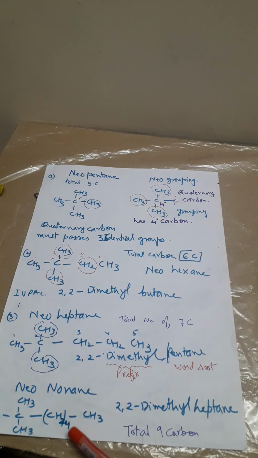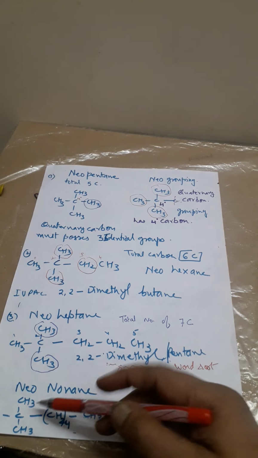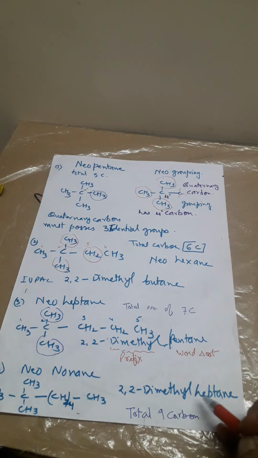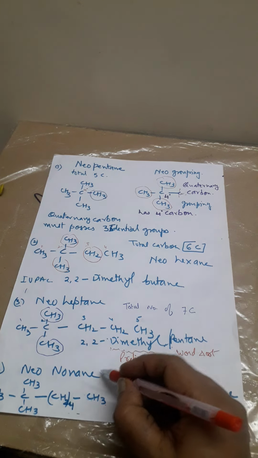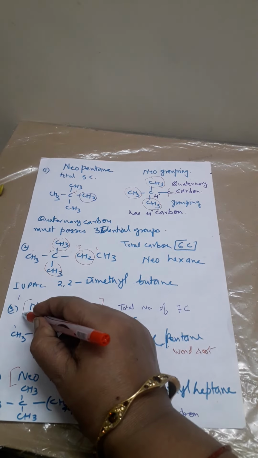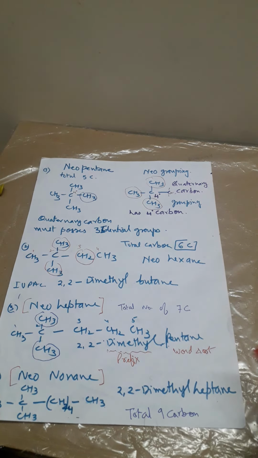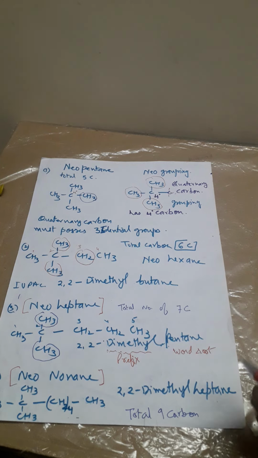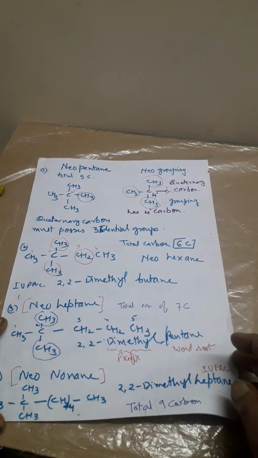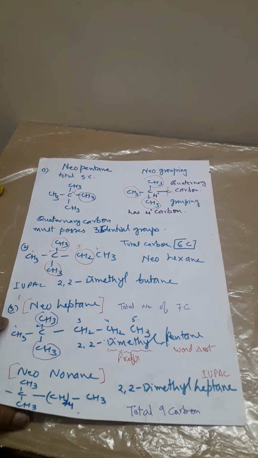Now neononane. See here, 4 carbons here. In total you have to count 9. 1, 2, 3, 4, 5, 6, 7, 8 and 9. Total 9 carbons. So we will say 2,2-dimethylheptane. This is neononane, I will put it in brackets so that you will find that this is the common name. In the common name we do not see the length of the chain, we see the total number of carbons. Clear to you? There is a difference between IUPAC and the common name. In IUPAC we see the length of the straight chain, and then other carbons or groups are taken as substituents. Clear to you?